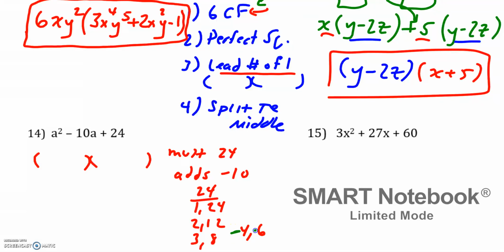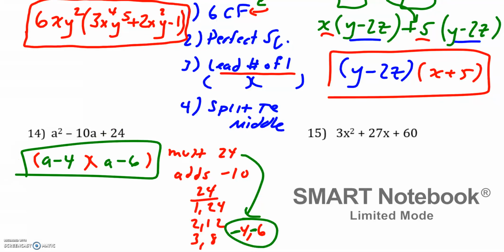However, only negative 4 and negative 6 would get me to adding to be negative 10 and multiplying to be a positive 24. So this is the pair that I would pick. I would write a minus 4, a minus 6, and be done here, because this is not factor and solve, it is just factor. And remember, if you'd like to check your answer, you could always multiply it back out or distribute to see if you get back to the original answer.